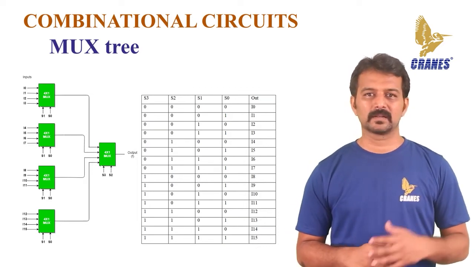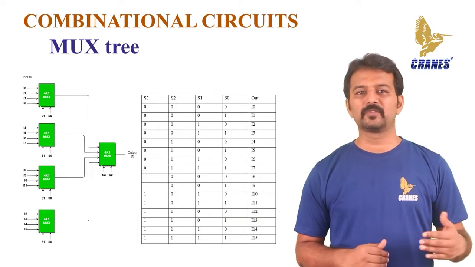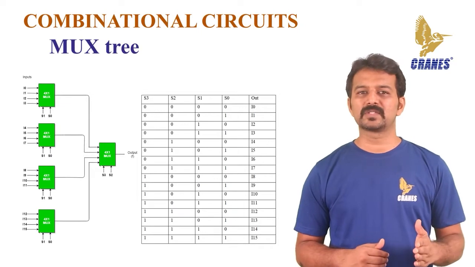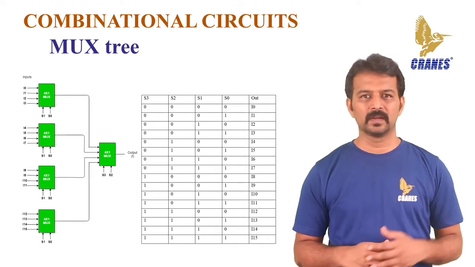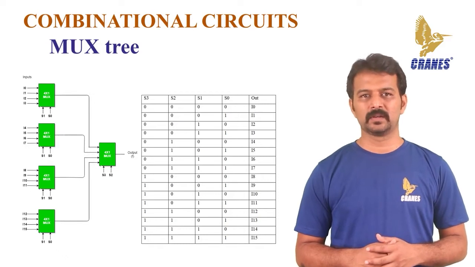Next case, when S3 equal to 1 and S2 equal to 0, the output of the second stage comes from the third input depending on the values at S0 and S1. Let's see what are the outputs with respect to the select lines S0 and S1.